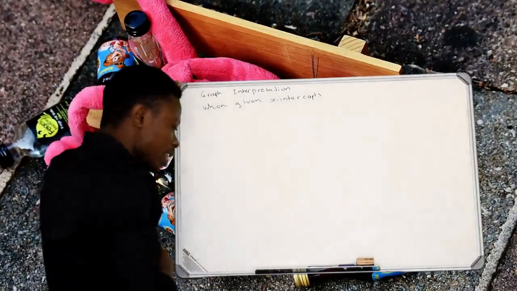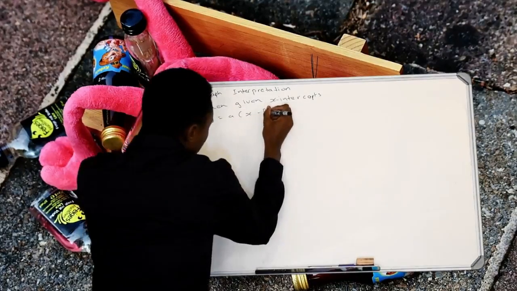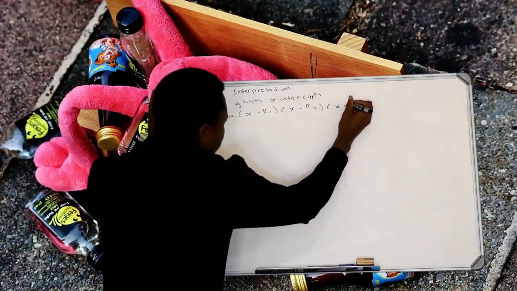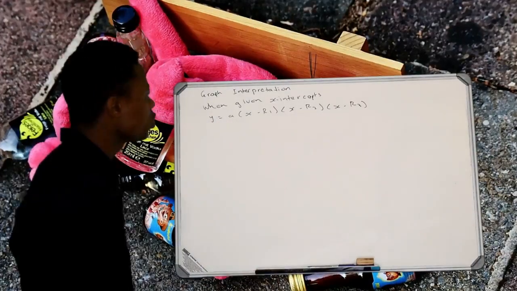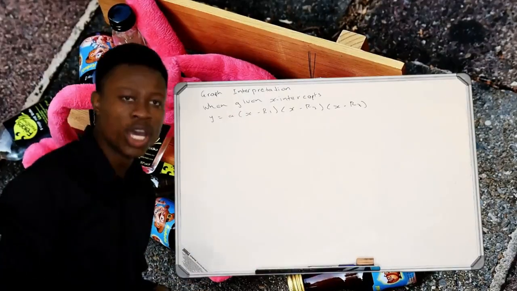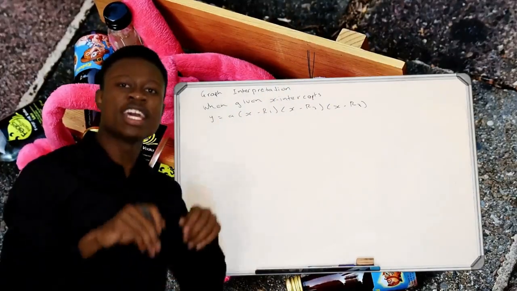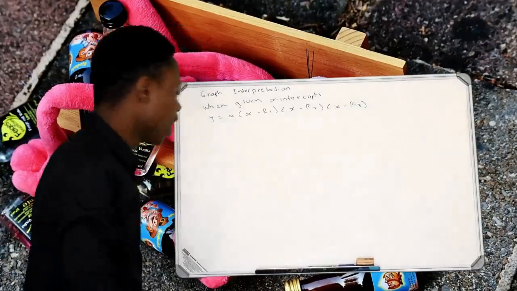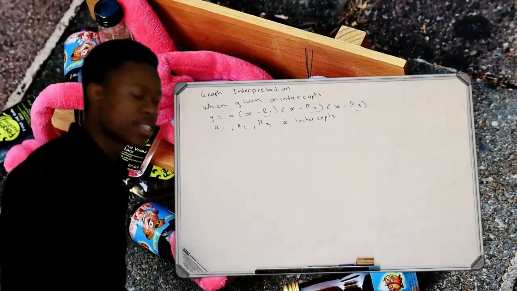So the formula goes like so. Y is equal to A, x minus R1, x minus R2, and then x minus R3. Right? So in this equation, R1, R2, and R3 are the intercepts. No, it's not x and y. It is R1, R2, and R3, those are the x-intercepts. So whatever the x coordinate of that intercept is, that's what we put in R1, R2, and R3, right?